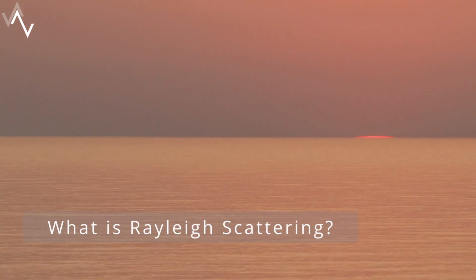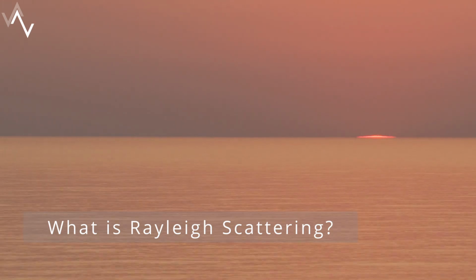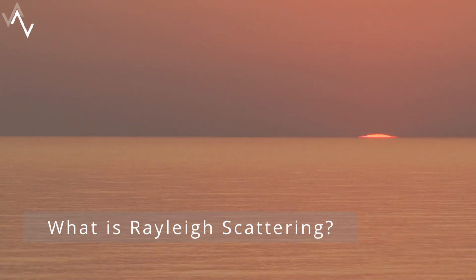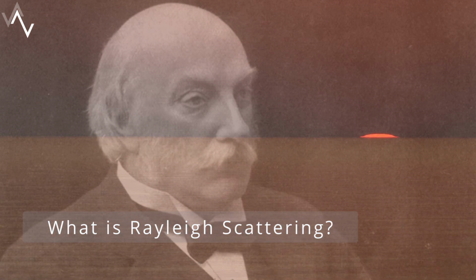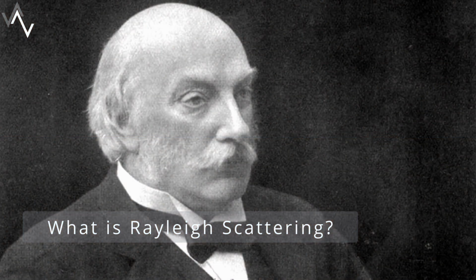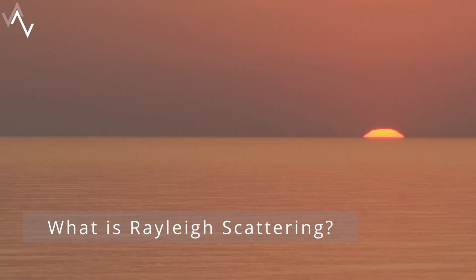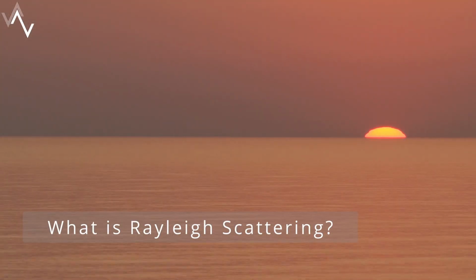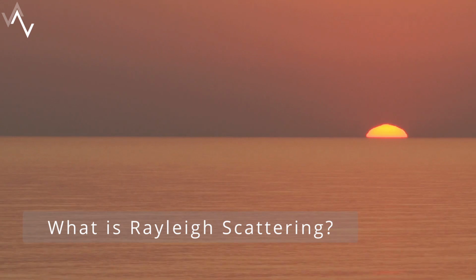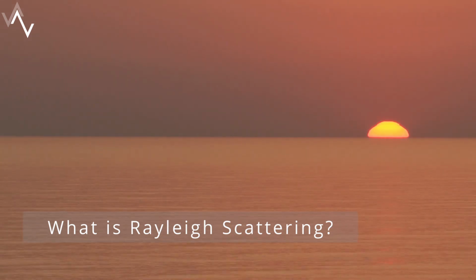Rayleigh scattering is a process in which light is scattered by particles that are much smaller than the wavelength of the light. This process was first described by the British scientist Lord Rayleigh in the late 19th century. Rayleigh scattering is responsible for the blue color of the sky, the red color of sunsets, and the hazy appearance of distant mountains.